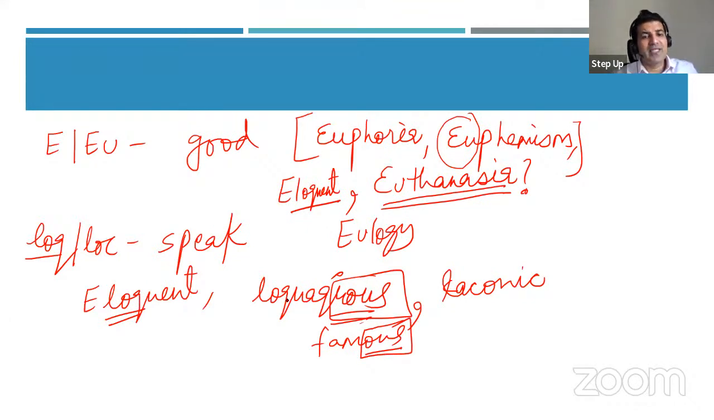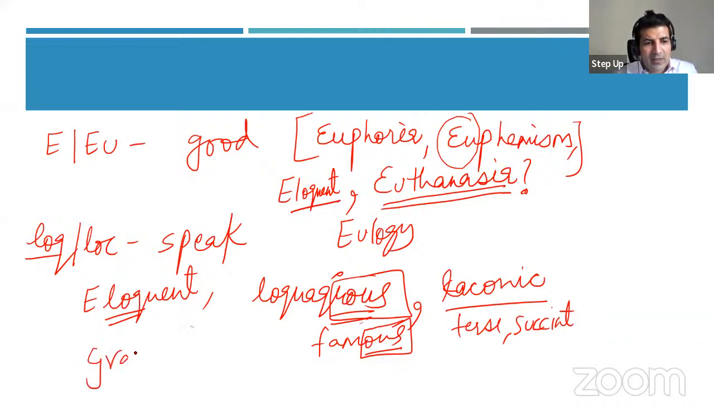OUS means full of words, meaning if you ask them one simple thing, they will tell you one full long story. Laconic could be people who are very to the point, very terse, very succinct. All right. So loquacious. There are also some people who are grandiloquent, meaning who like to talk very big, bragging a lot.